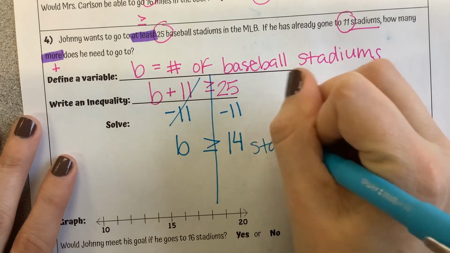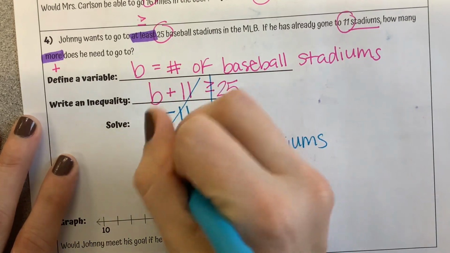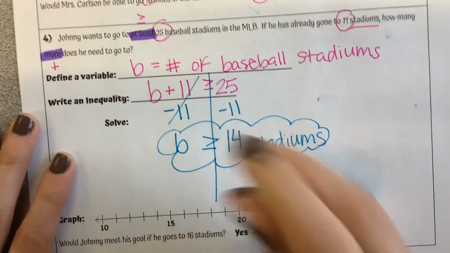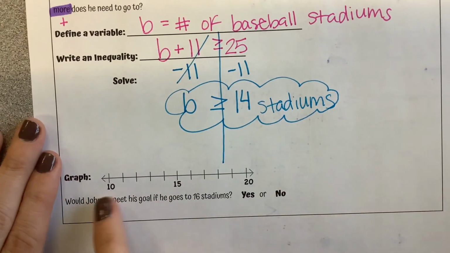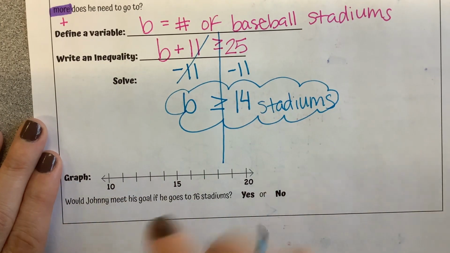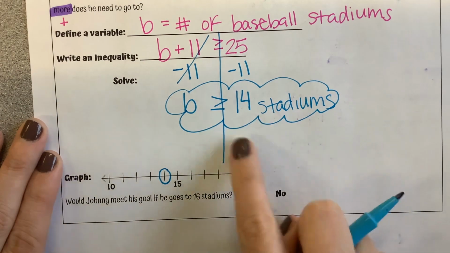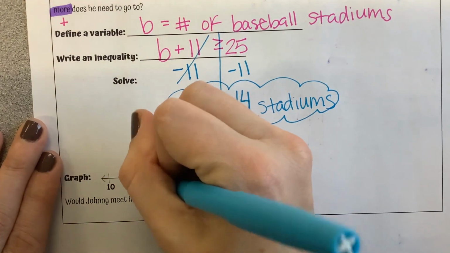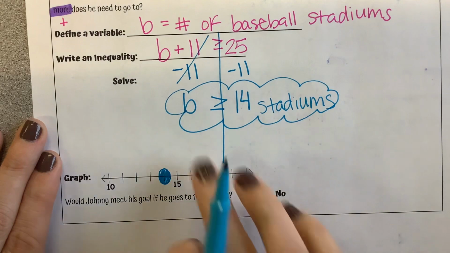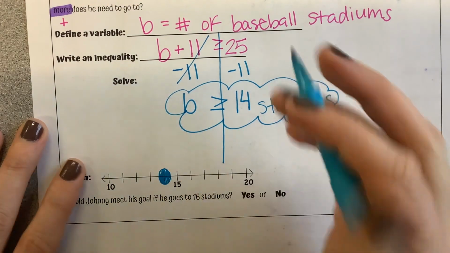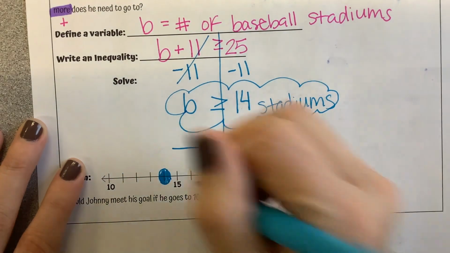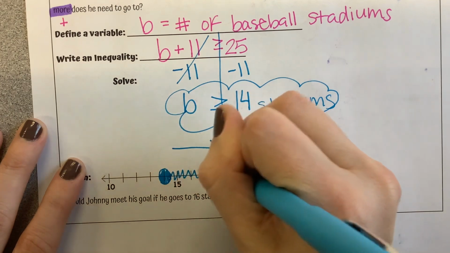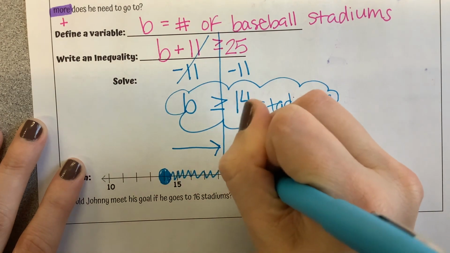So I'm going to graph this answer. Looking at our graph, 10, 11, 12, 13, 14. Since it has the equal to part, it should be shaded in. And our variable's on the left, so that inequality points in the direction we need to shade, which is to the right.